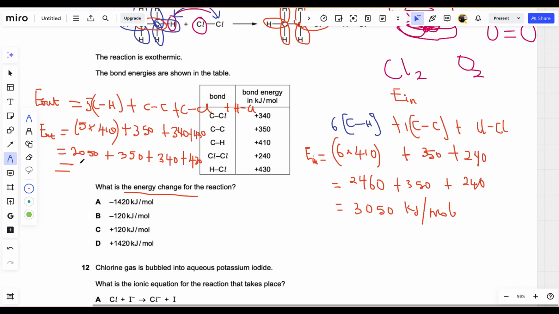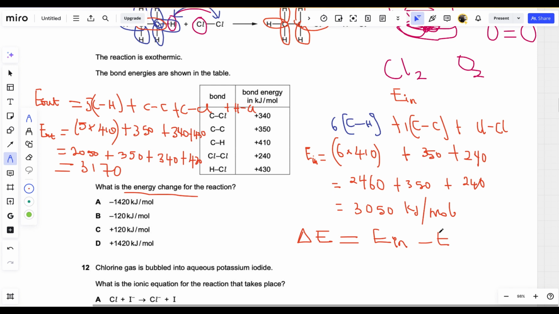Because it's an exothermic reaction, you're going to get a negative answer. Negative means it gives out heat. So we get 3,170. Now, energy change, you put delta E, change in energy. Energy change is equal to your energy in minus energy out. Energy in means energy in breaking the old bond, and energy out means energy in forming new bonds.